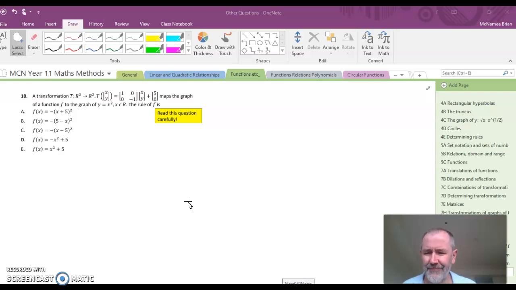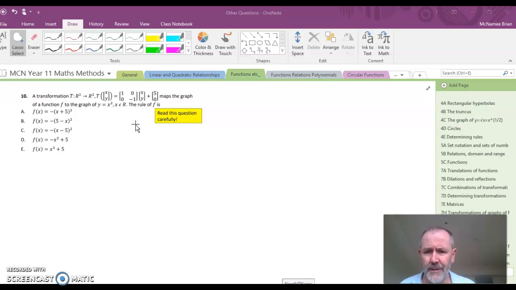So it's a transformation. We've got the matrix 1, 0, 0, minus 1, so it's some sort of reflection, I think, in the x-axis, times our original coordinates, plus a translation of 5 in the positive direction of the x-axis. It doesn't really matter what those transformations are because we're just going to multiply out the matrices and work it out.